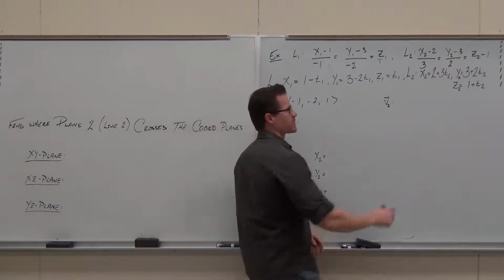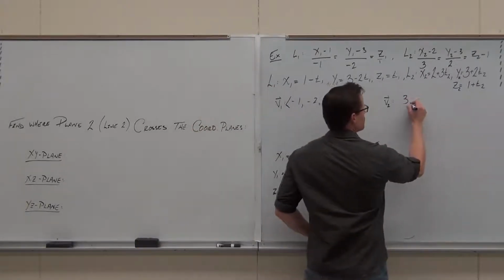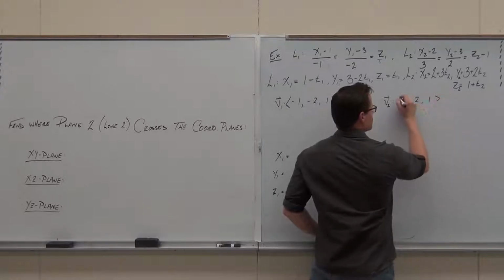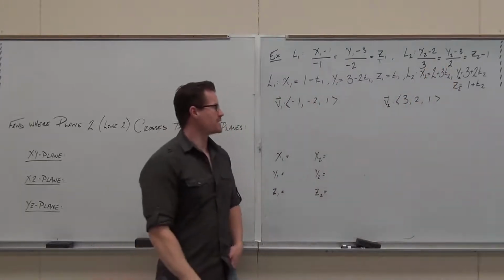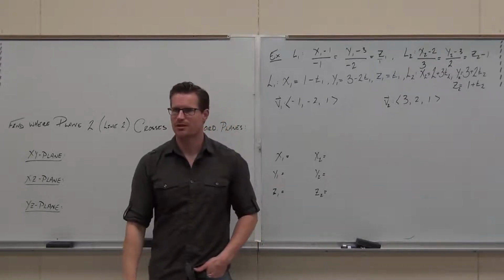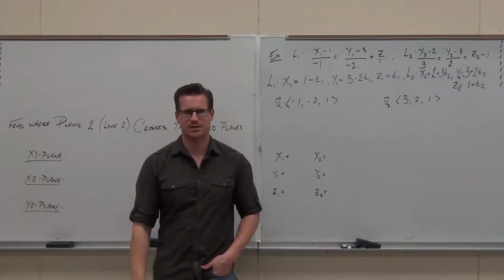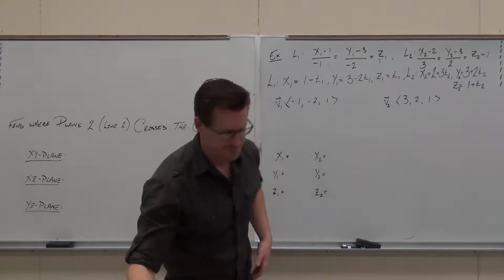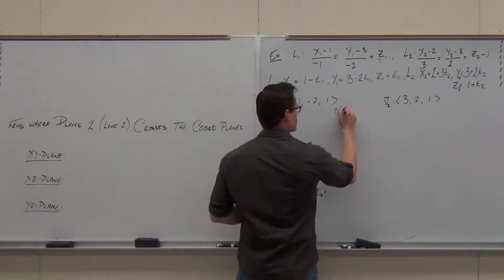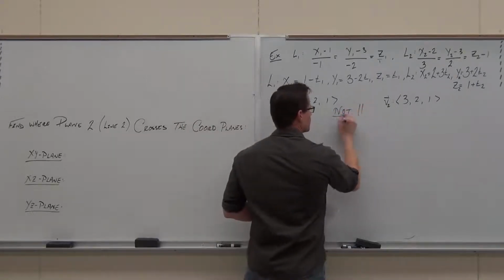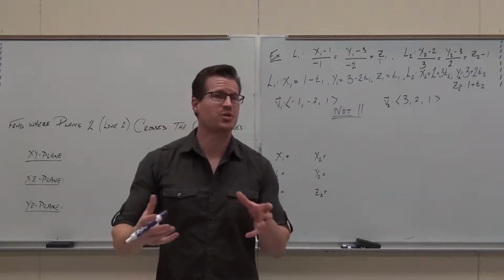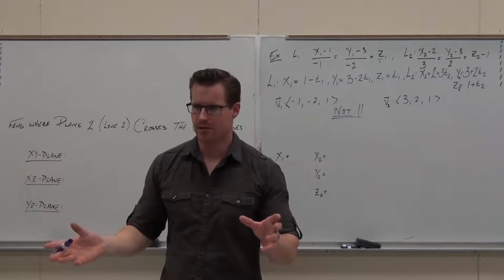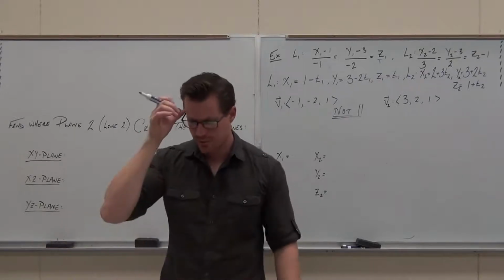What's the other direction vector? Quickly, please. Yep, here or here, either way, 3, 2, 1. Man, this is about the easiest one I've ever given you to check a parallel. Are these things parallel? No. There's no way. They're not scalar multiples, so these are not parallel. Not parallel because they're not scalar multiples, and it's pretty obvious. You don't even have to show that, okay? It's obvious they're not scalar multiples.